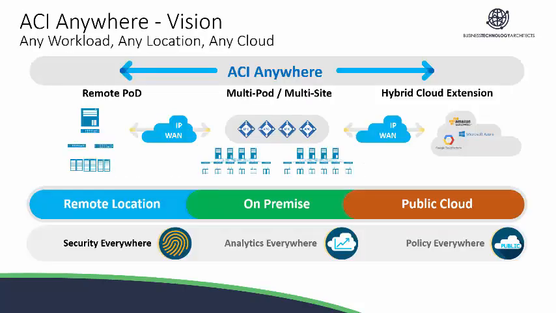Deployment options. ACI anywhere, any workload, any location, any cloud. So you can do remote location or remote pod. You can do multi-pod, multi-site, and you can now do hybrid cloud extension. I believe that's going to be in 4.2.